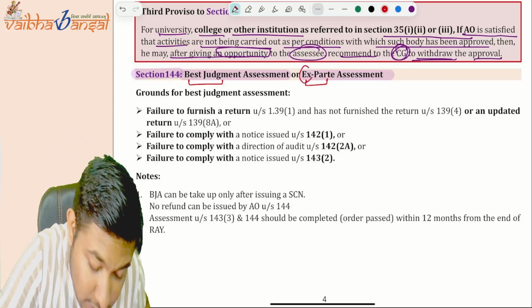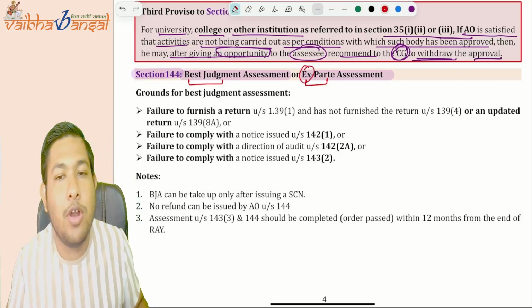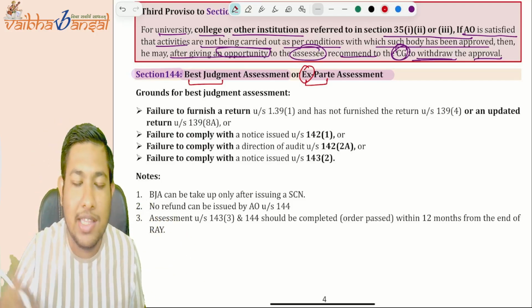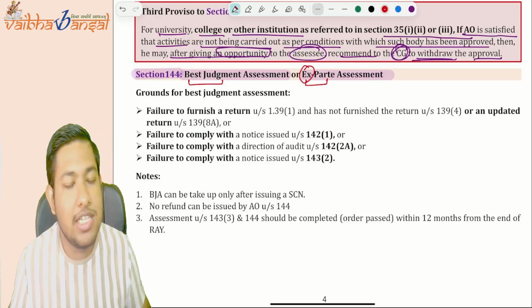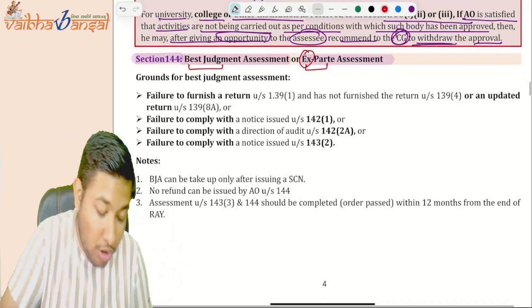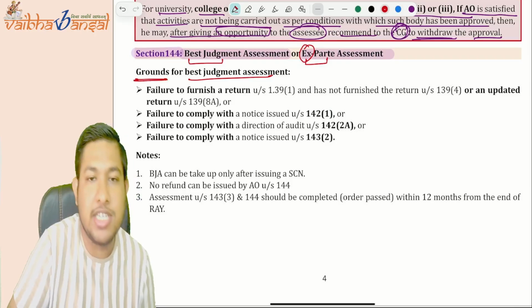That is why it is called an ex parte assessment. Only a single party has done the assessment, and the second party is absent. Now, on what grounds can the best judgment assessment be done? See, the first two grounds I have already told you.